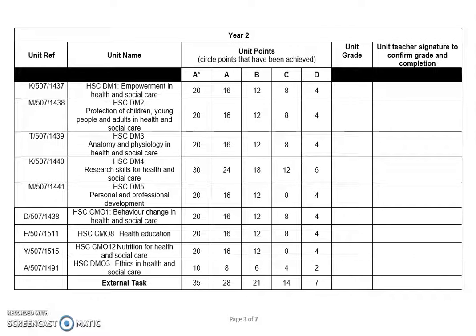Moving on to this year, you will notice that the point scales have doubled, with your research scales going up to 30 points for an A star and down to 6 for a D, as well as the external tasks at 35 points down to 7 at a D, so from an A star to a D. And the other one that's a slightly different number is your ethics in health and social care, which is between 10 points and 2 points depending on the A star and the D grade.